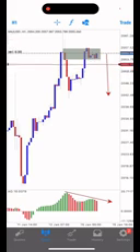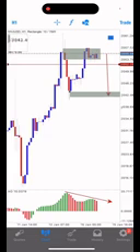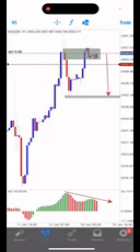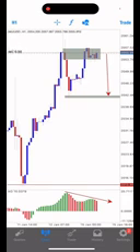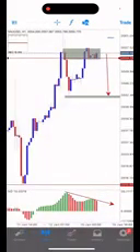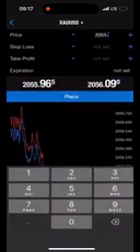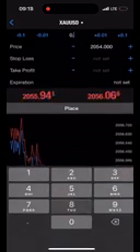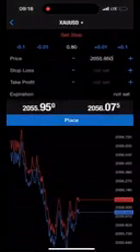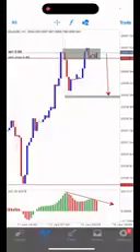So let's place some sell stop at 2054. Let's place more sell stops at 2054 so that when the market starts dropping, they will get triggered and then it will maximize our profit.